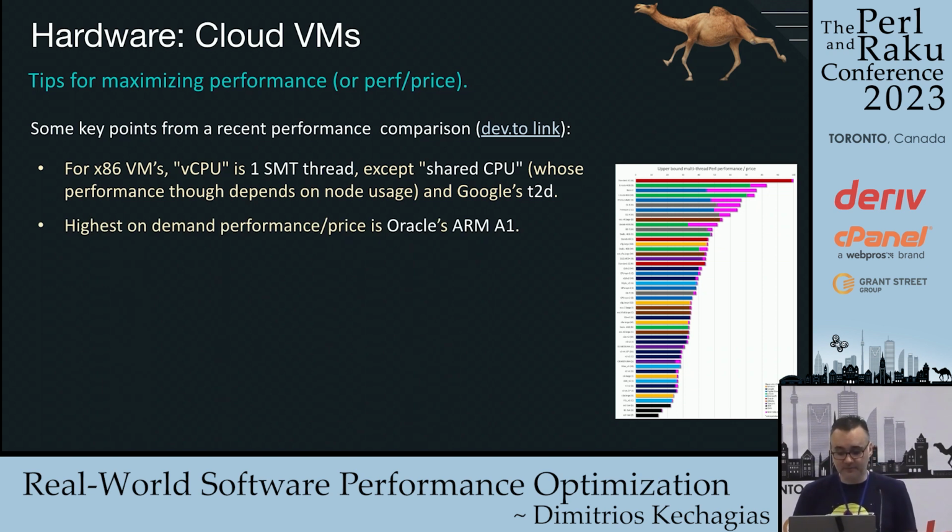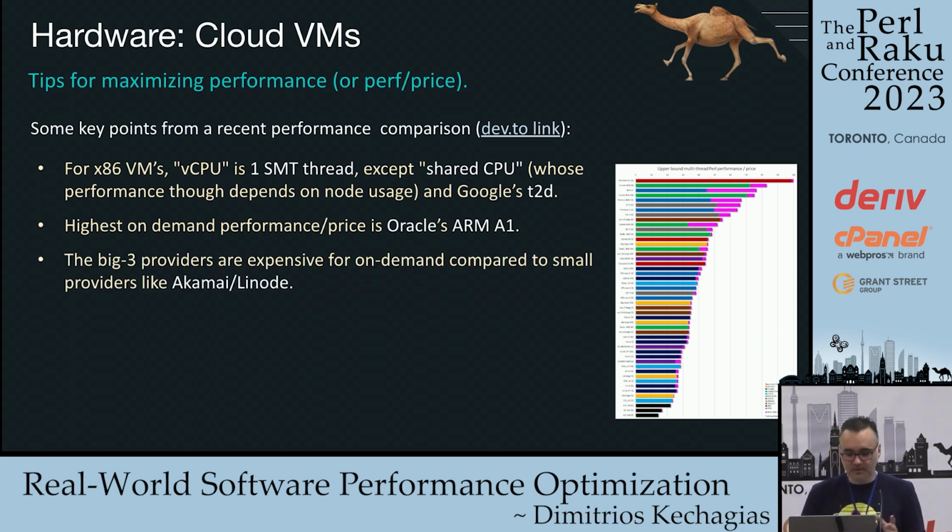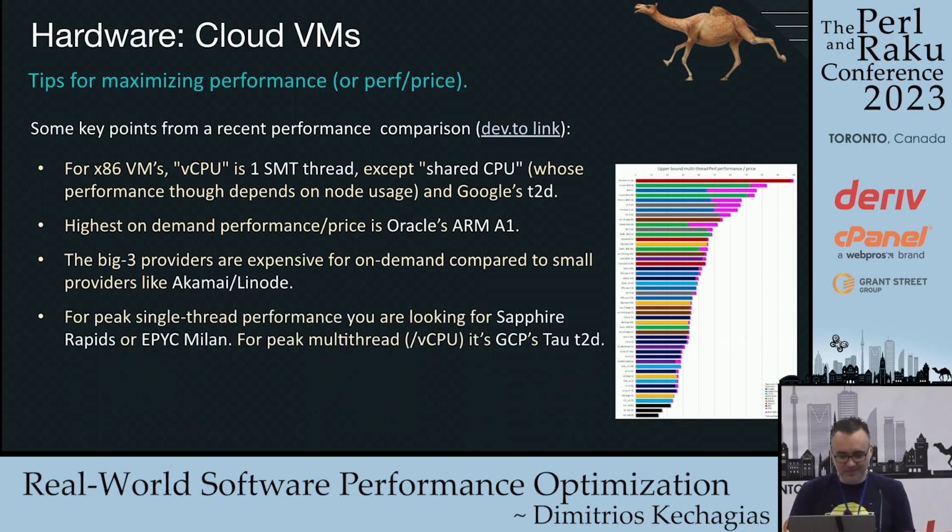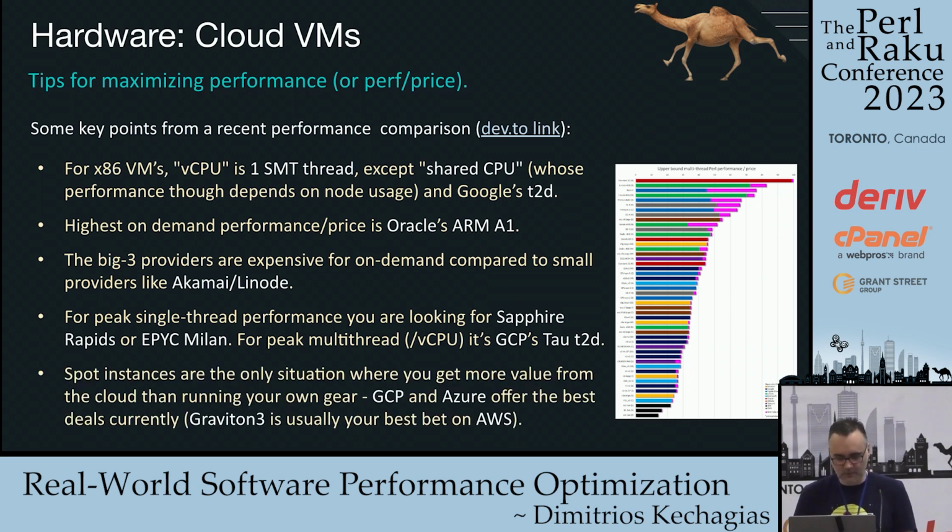Highest on-demand performance per price overall in cloud solutions, I kid you not, is Oracle's ARM A1. The big three providers are expensive for on demand. So you can find cheaper on-demand resources on Akamai Node. For peak single-thread performance right now, you're looking for Sapphire Rapids or EPYC Milan. And for peak multi-thread, it's definitely GCP's Tau T2D. It's EPYC Milan without any hyperthreading, so you get a full core.